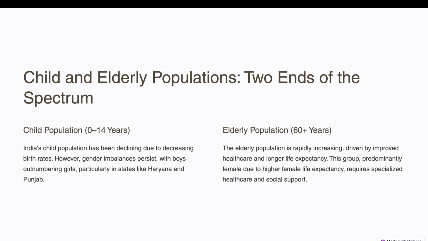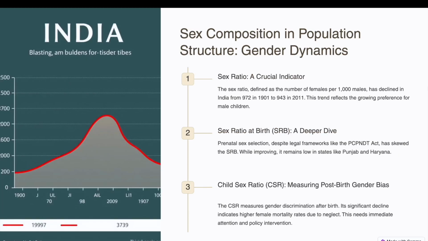Now, let's move forward and look into the sex composition of the population.